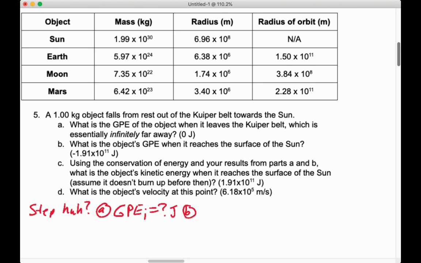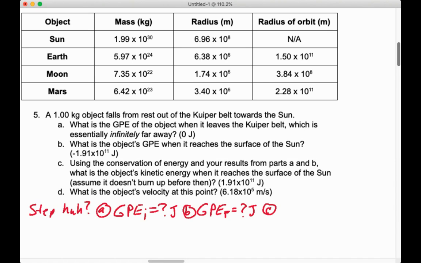Part B, what is the object's GPE when it reaches the surface of the sun? That'll be the end of our problem. GPE final is equal to question mark joules. Part C, using the conservation of energy and your results from parts A and B, what is the object's kinetic energy when it reaches the surface of the sun? Assume it doesn't burn up before then.